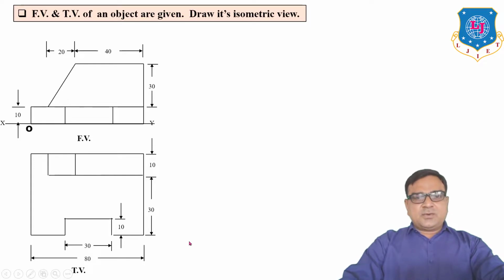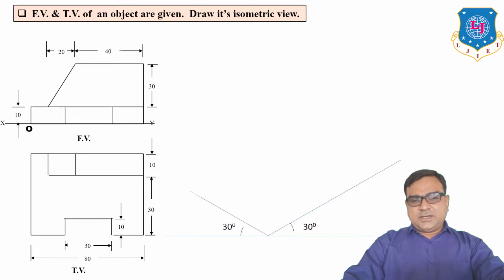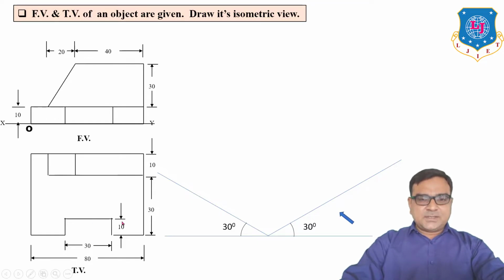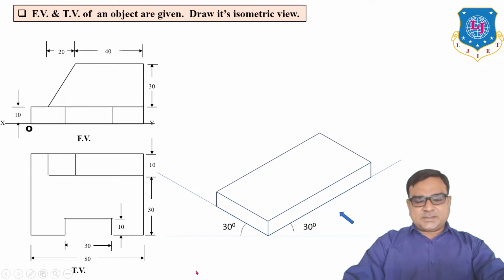So first of all, find the overall length, width and height, and line numbers 1, 2, 3. Draw the 30 degree lines and the vertical line. Now here we are starting. First, directly draw this bottom block. Draw a line along line number 1 and line number 2. This line is of length 80 mm and this is 40 mm. And draw vertical 10 mm, also 10 mm and 10. So first of all, draw the bottom part or base of the object.